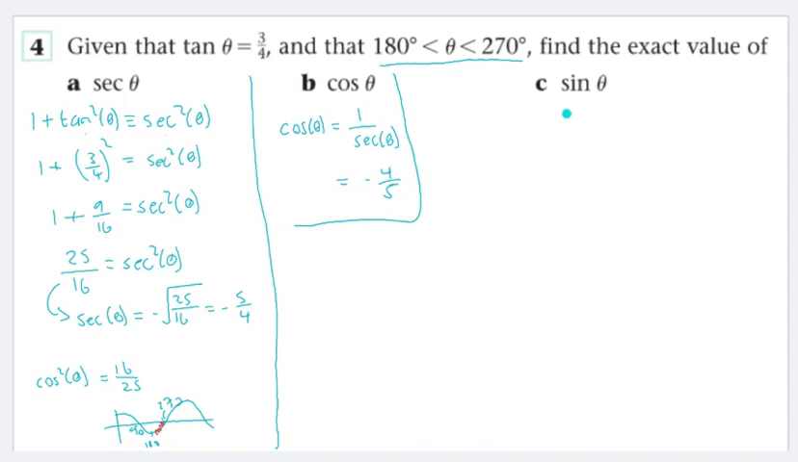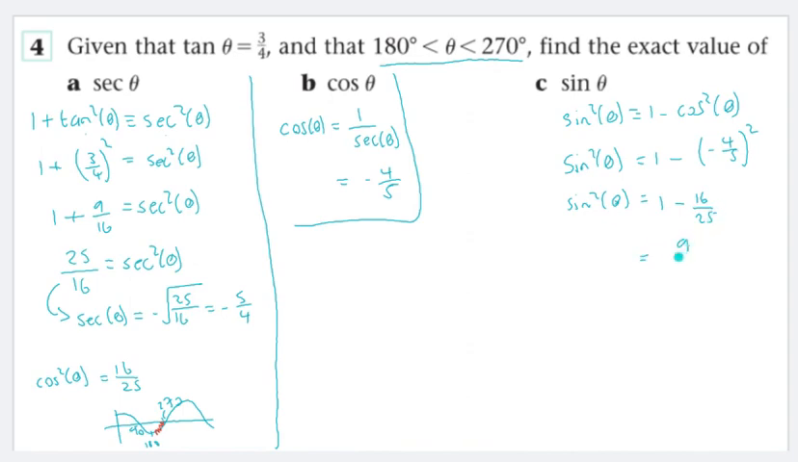And then for sine theta, we can use sine squared theta plus cos squared theta is 1. Rearranged gives us sine squared theta is identical to 1 minus cos squared theta. And we know cos theta is minus 4/5. So we can say sine squared theta is equal to 1 minus 4/5 squared. So we get sine squared theta is equal to 1 minus 16 over 25, and that is going to be 9 over 25, sine squared theta that is.